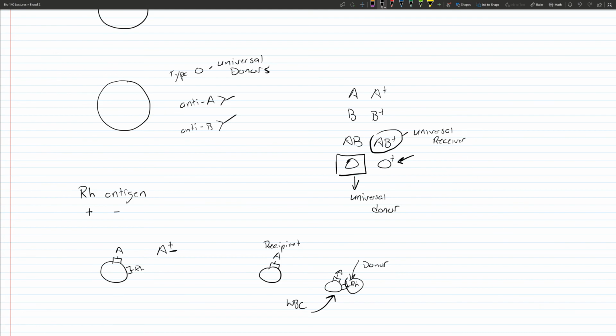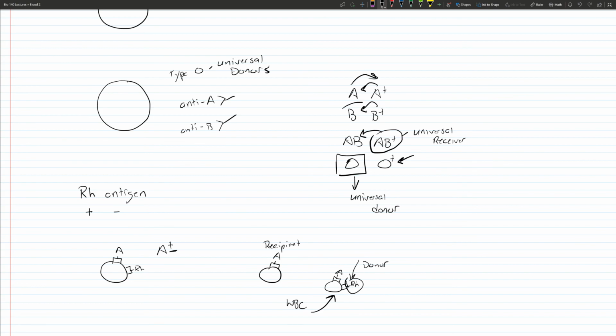Okay, because you might ask, well, what happens if you give them AB negative blood? It doesn't matter, because there's no antigen there. It only becomes a problem if you try to give somebody who has no RH an RH positive. Okay, you can't do that. You do not go this way. You cannot donate this way. Do not donate backwards. You can donate forwards.